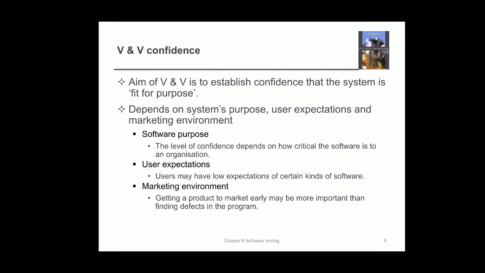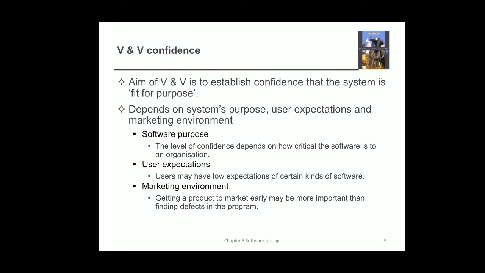Verification and validation confidence. The aim of V&V is to establish confidence that the system is fit for purpose. Why actually we go for verification and validation is we want to show to the customers or the end users that this is working fine. There's no problem in using this particular application, and whatever you had requested, it's according to your request, right? So that is the main aim of V&V, and this depends on the system's purpose. Whatever the verification and validation will be, it depends on the system's purpose, for what reason it is being used, what is the kind of user expectation, and the way it is being marketed.